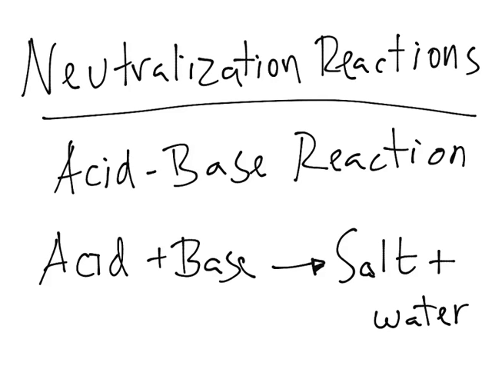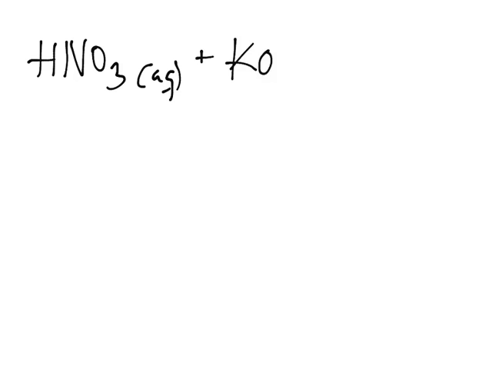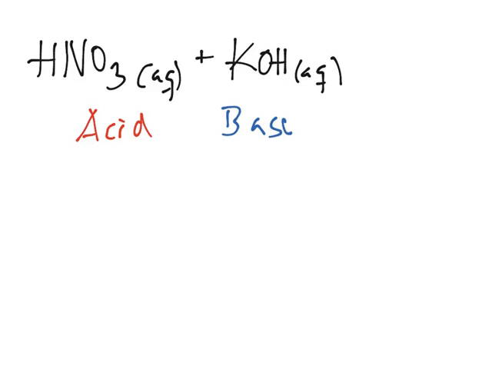So let's use some reactions as examples. Let's say our acid is nitric acid, HNO3, so it is aqueous, and it reacts with, we need a base, potassium hydroxide. This is aqueous too. So we have our acid and our base. This is acid, this is base. And using the same skeleton, we know that we'll form a salt and water. So you can write water. It doesn't matter.